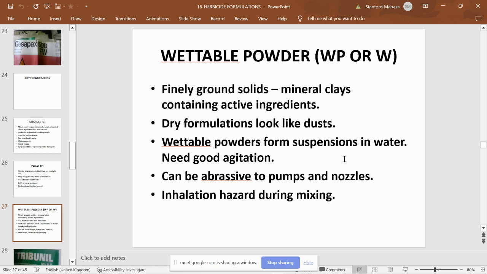Wettable powder, WP or W, these are finely ground solids, mineral clays containing active ingredients. Dry formulations look like dust. Wettable powders form suspensions in water, need good agitation. The disadvantage is that they can be abrasive to pumps and nozzles. Inhalation hazard during mixing, these are dust, so they are not easy to work with.